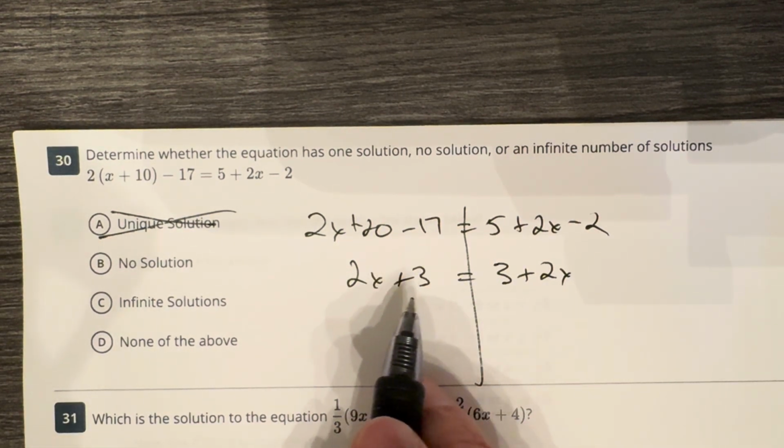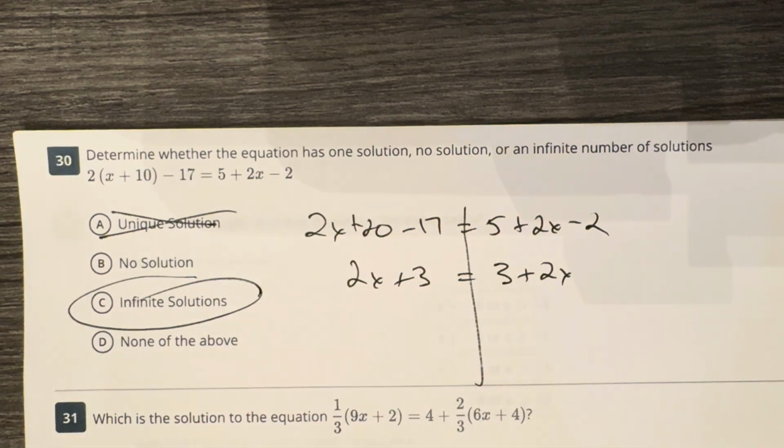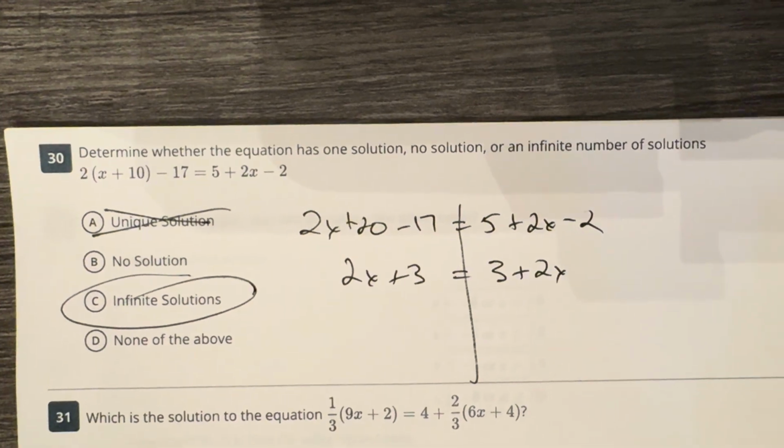This is also for bonus points. This is the commutative property, right? Because it's the exact same thing on both sides. That means it's infinite solutions. It's the exact same thing on both sides. We got infinite solutions. Call it a day, okay?